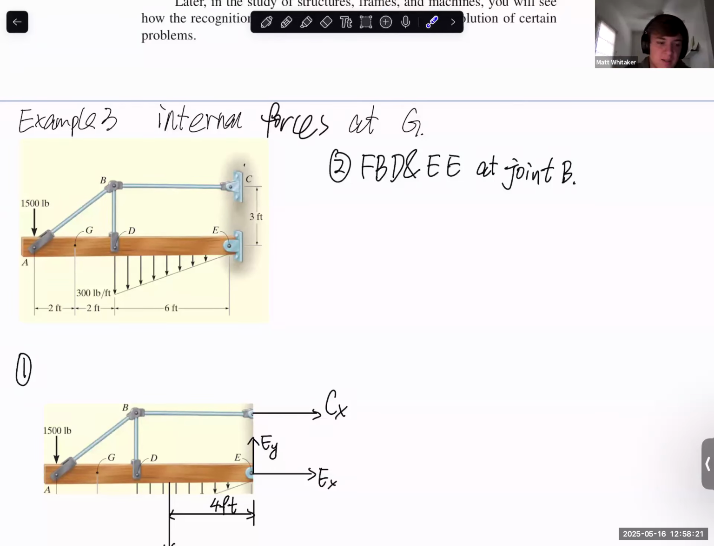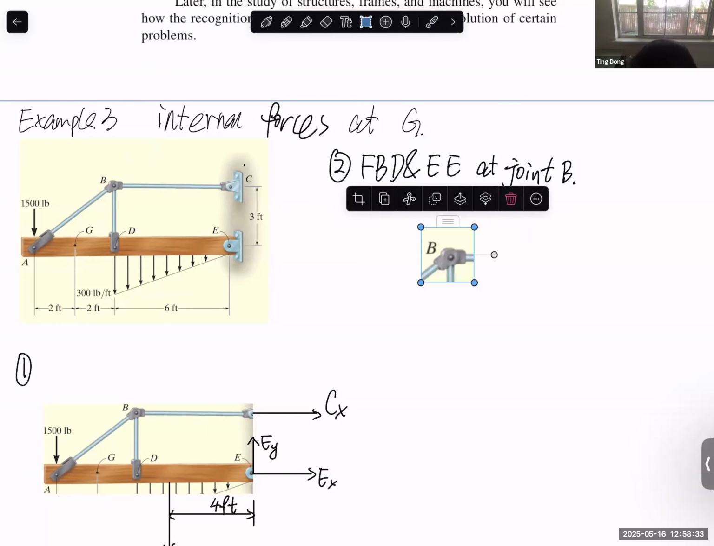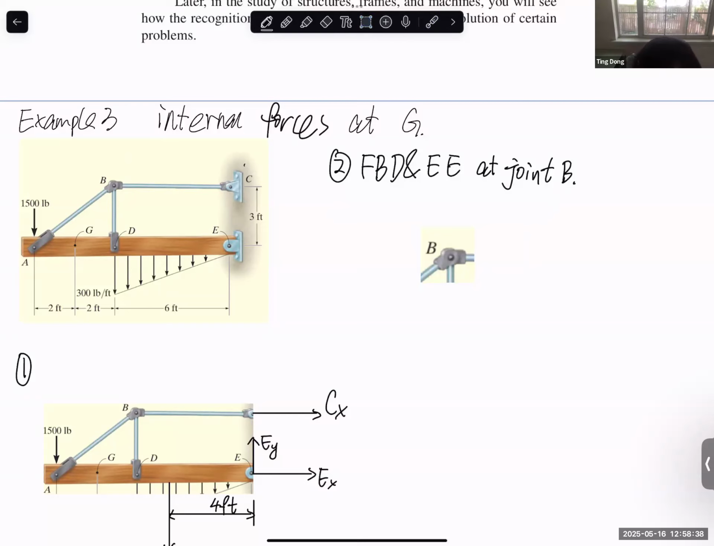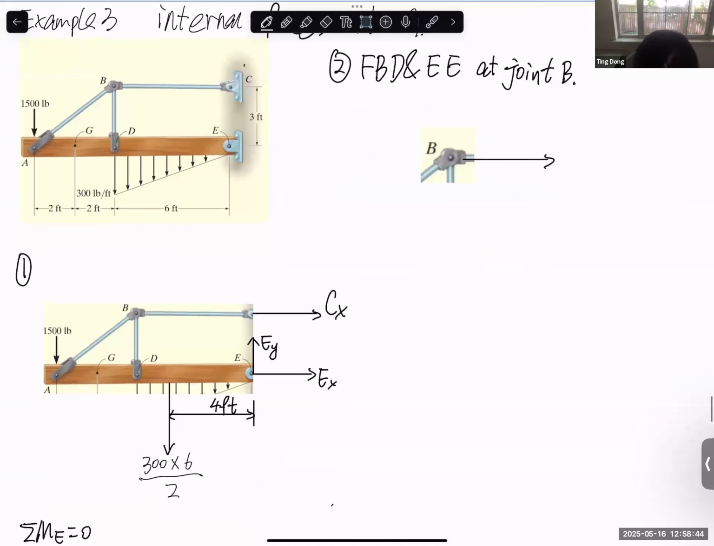Force in the X direction. Yes, thank you. So let's make it clear. Say we already calculated this one. This one is already calculated in the first step.